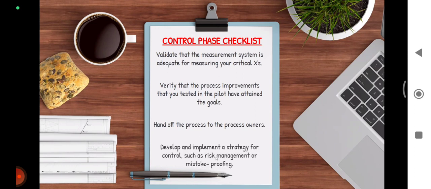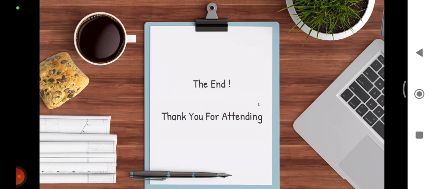Okay. And then after that, you develop an implementation strategy for control so that you can integrate these processes, and then you change how the process works. So you can use mistake proofing or risk management, or any other solution, so that you can keep these root causes in control and do not have to fix them again. Okay, so this is how you identify and address inefficiencies in a process.